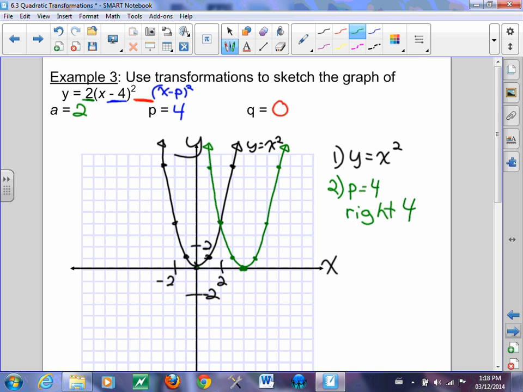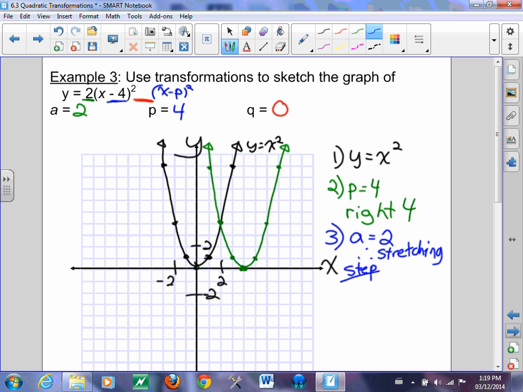Awesome. Now, ladies and gentlemen, we're going to take a look at the third one, that is A. This is the stretch and compress. Last time A was 1, so it didn't do any stretching or compressing. But here we have A equals 2. So therefore, we're going to be stretching because it's greater than 1. Okay? And how do we do the stretching? We take a look at the step pattern.